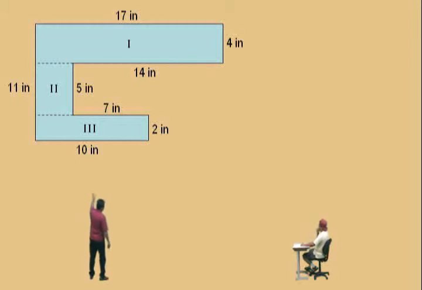Now, my top rectangle, Charlie, how long is it? 17. 17, and how wide is it? 4. 4. So that 14 I don't need right there. Rectangle 1, length 17, width 4 inches.